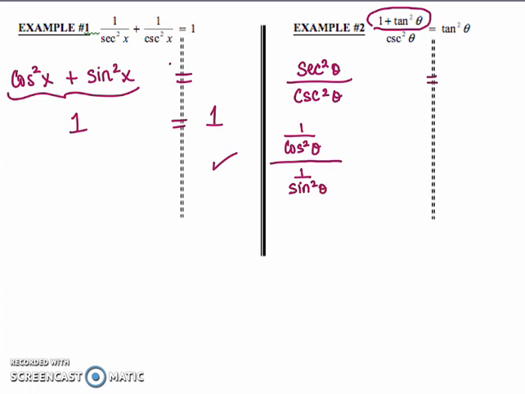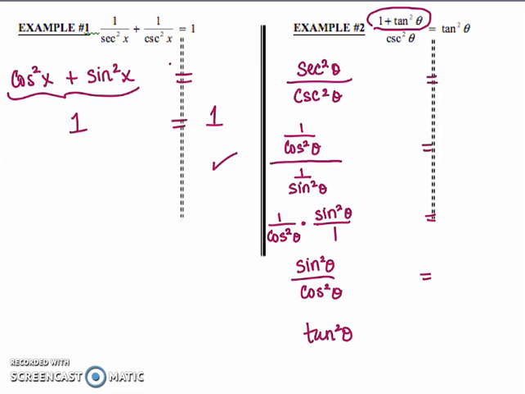And then I'm going to keep, switch, flip because I've got a fraction divided by a fraction. So this is going to become, my numerator stays 1 over cosine squared theta times, but then I'm going to flip over that denominator, sine squared theta over 1. So now when I simplify this, I have sine squared theta over cosine squared theta, which hopefully you realize is tangent squared theta. Sine over cosine is tangent. So there we go. We have just verified example number 2.